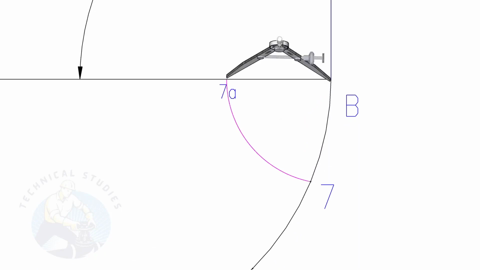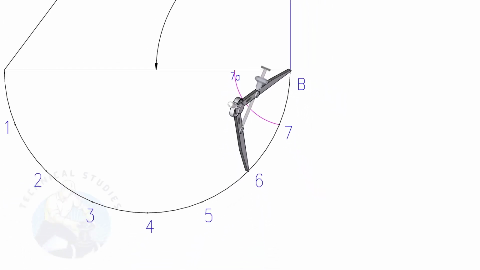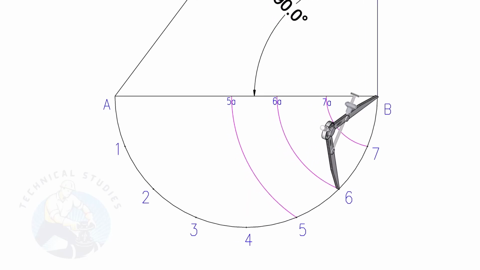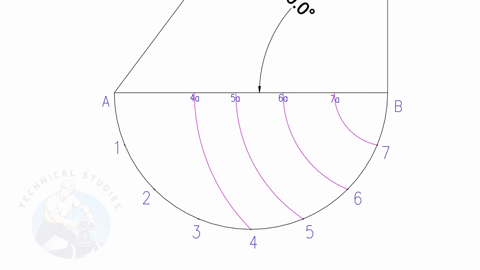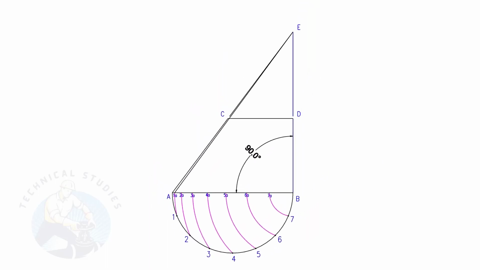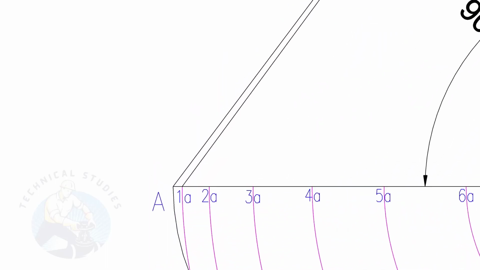Draw arcs as shown. Remember, we are going to lay out half part of the cone only, which means we are actually dividing the bottom into 16 parts. Draw lines from 1A, 2A, 3A, etc. to point E.